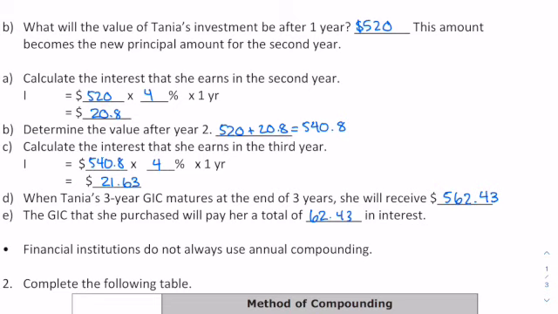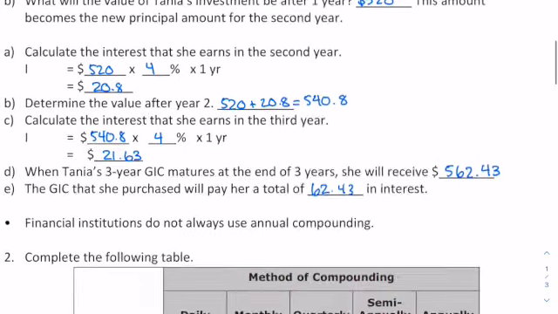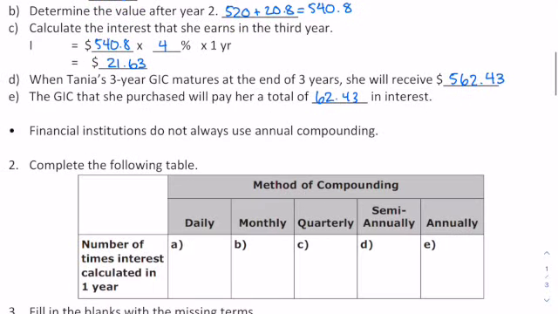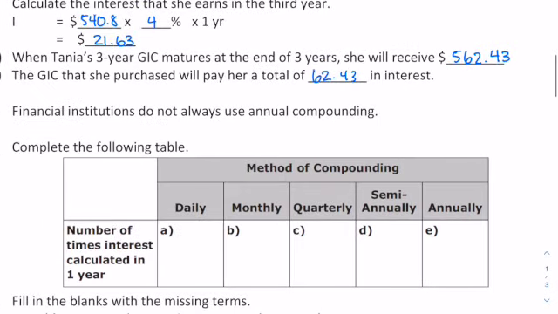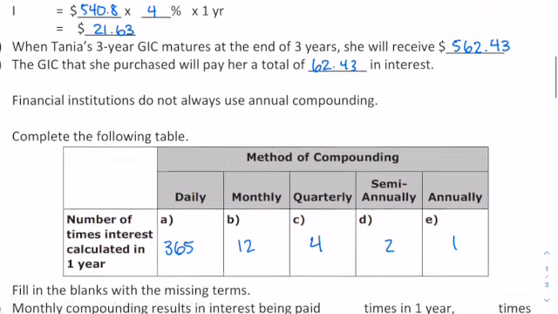Financial institutions, important to note, don't always use annual compounding. A lot of them sometimes use monthly or semi-annual. You can also have daily. If you're being compounded daily, it means every single day they're recalculating it. So that's 365 times in 1 year. Monthly means at one point in every month, so 12 times a year. Quarterly is 4 times. Semi-annual is 2 times a year. And annually is 1 time.